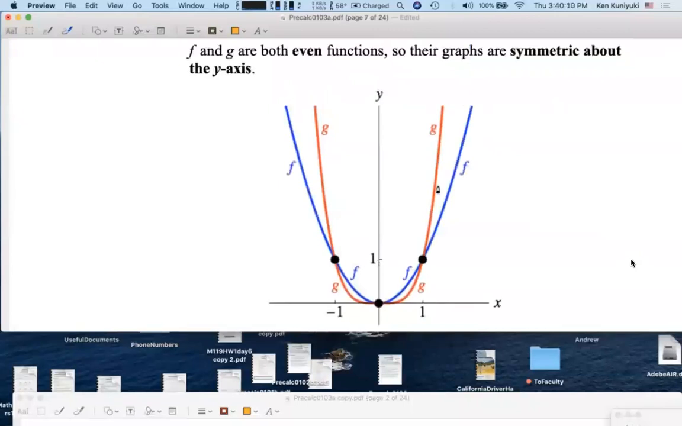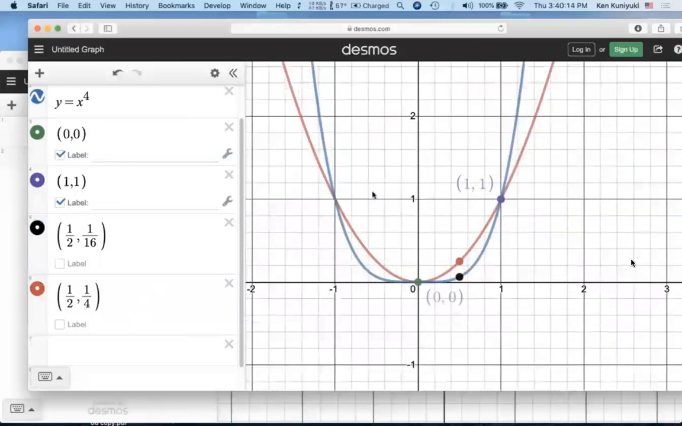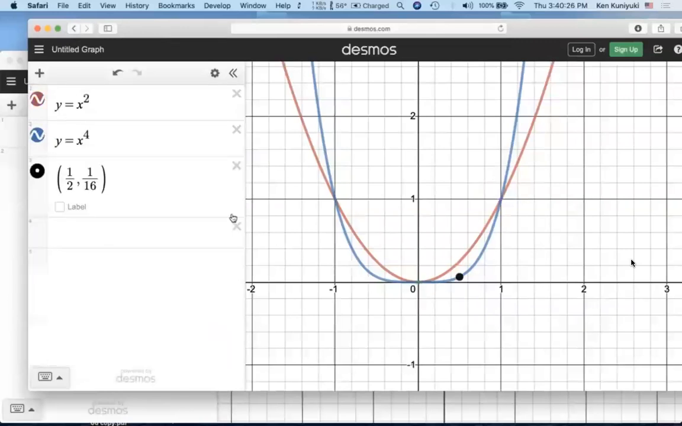So in general, going back here, the x to the 4th graph is steeper out here compared to the red graph, but it's flatter near the origin. What about y equals x to the 6th? How does that compare to both of these? Y equals x to the 6th.